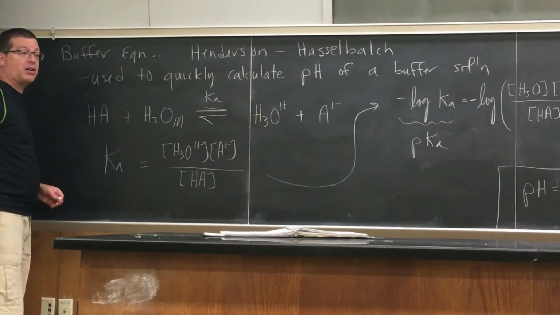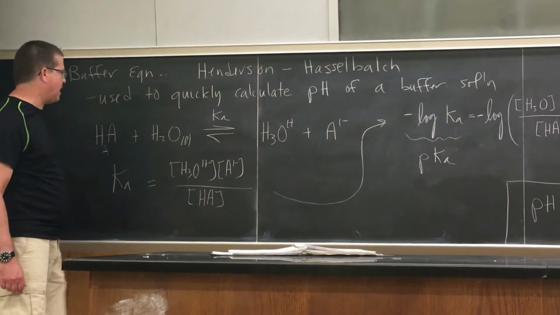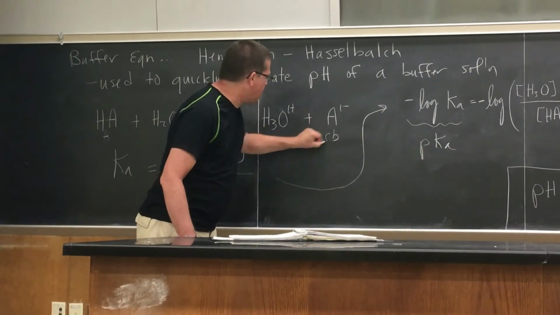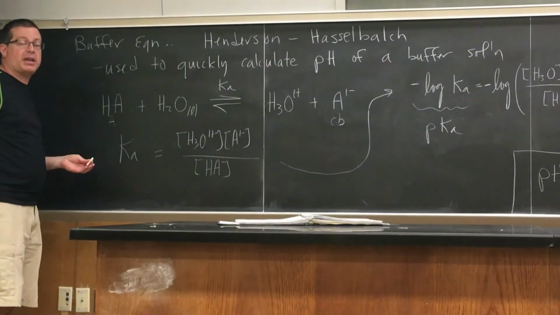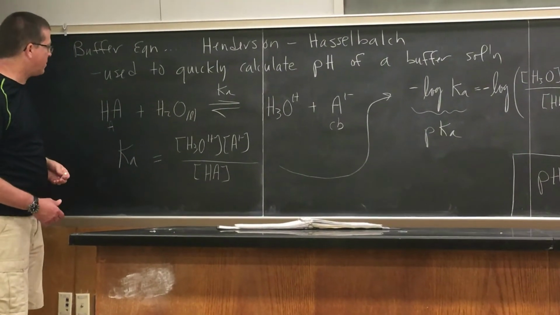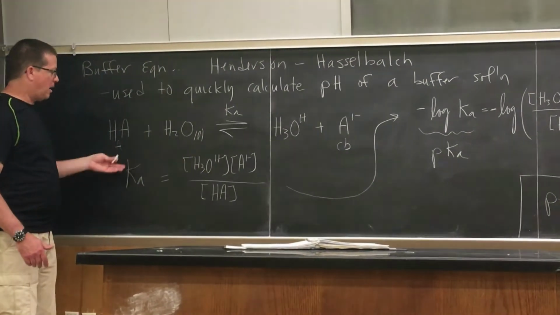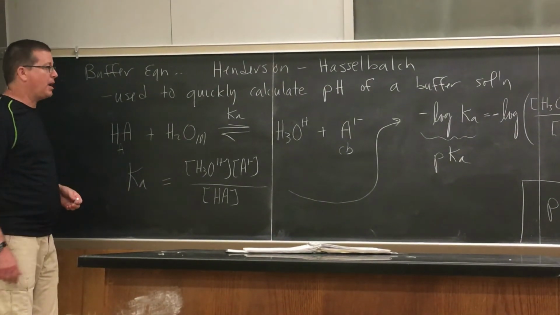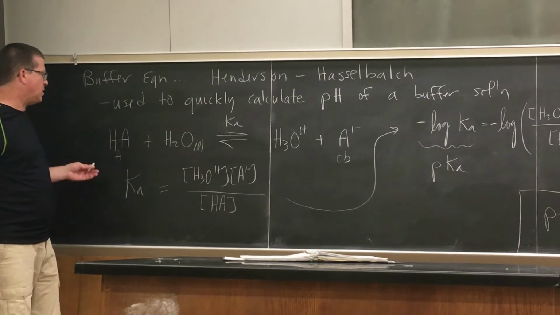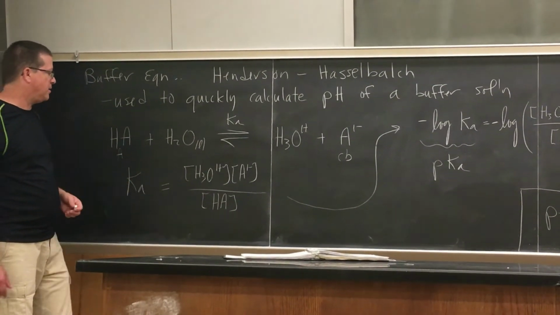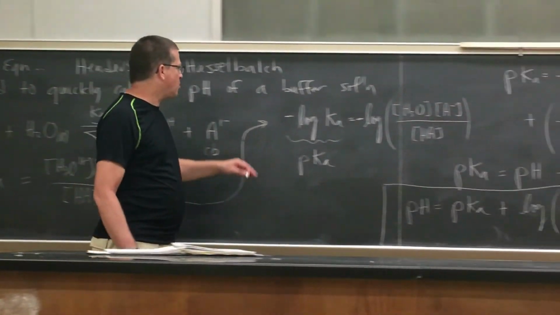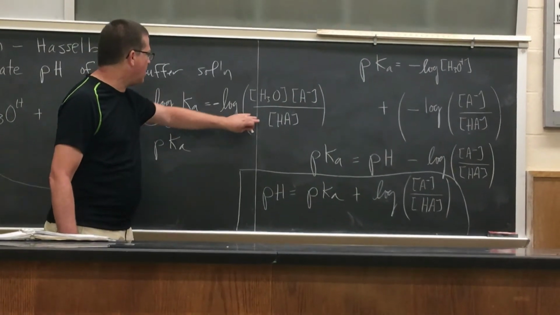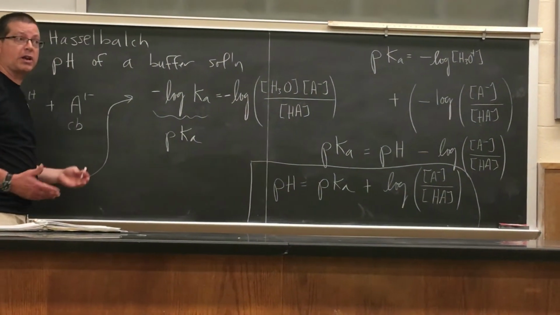So we obviously have a conjugate acid-base pair here. Here's the acid, and the A minus would be the conjugate base of the acid. So we have a conjugate acid-base pair here, which is what we need to have for a buffer. Now I can set up a Ka expression for this, products over reactants according to the law of mass action. And now what I'm going to do is take the negative log of both sides of this equation. So when I do that, I get the negative log of the Ka is equal to the negative log of the ratio of the products to the reactants.